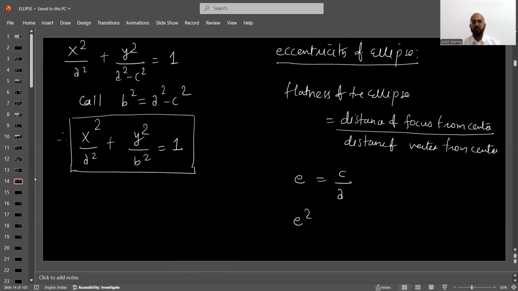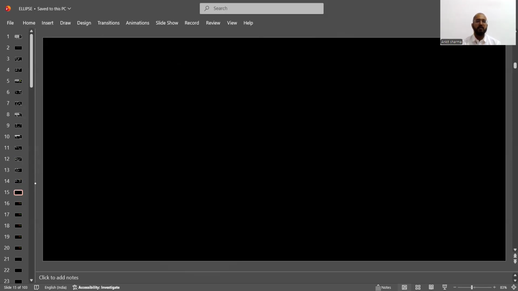So I'm going to consider squaring this. So c² over a². Now c² we have taken from here, and c² I can write as a² minus b² over a². So (a² minus b²) over a² can be written further as 1 minus b² over a². So we get our standard e² is equal to 1 minus b² over a². This is nothing but the eccentricity of ellipse.